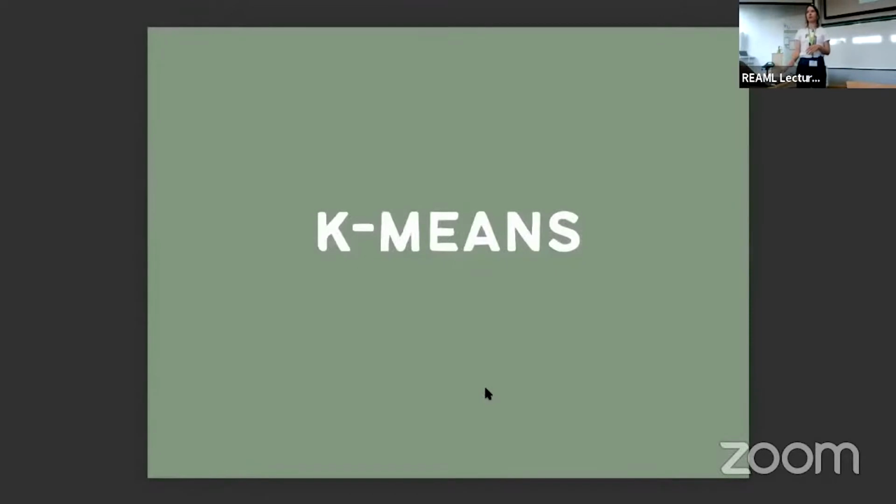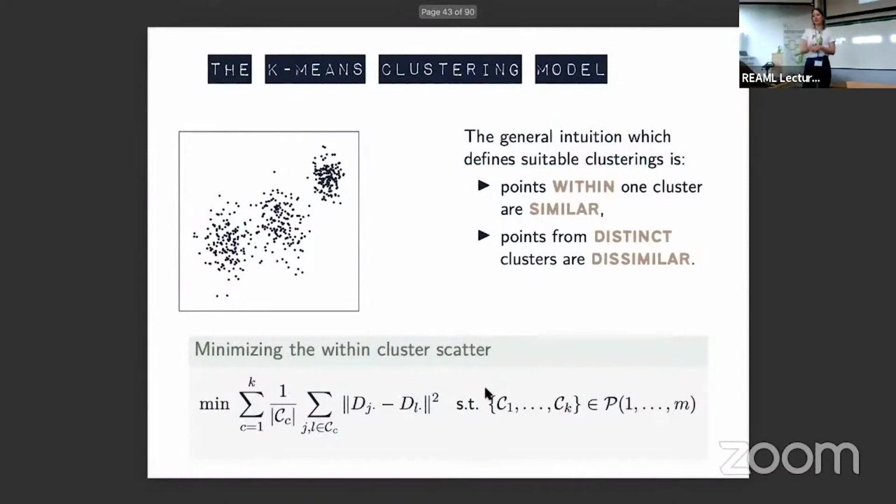So you probably all know k-means, so I hope this is a bit of a recap. If not, that's also fine. The k-means clustering model is as follows. You have this notion of clusters, which say that points within one cluster should be similar, and points from distinct clusters should be dissimilar. And then the mathematical objective is the within-cluster scatter, which you probably all know.